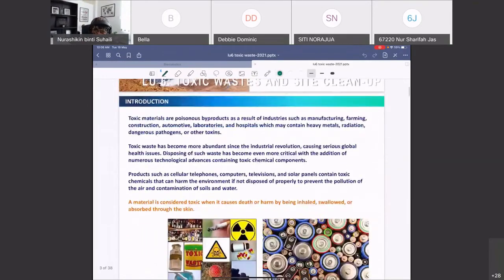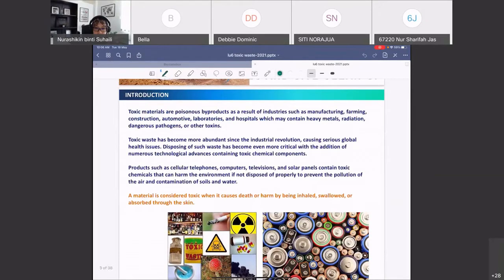Right. Okay, first, let's have a look at the introduction. So when we talk about toxic materials, what are toxic materials? Toxic materials are poisonous byproducts, the products that are poisonous and give harm. And where do these toxic materials come from? Actually, they can result naturally, not only from man-made processes. Here, I just mentioned the result of industries, but it can also result from natural processes.